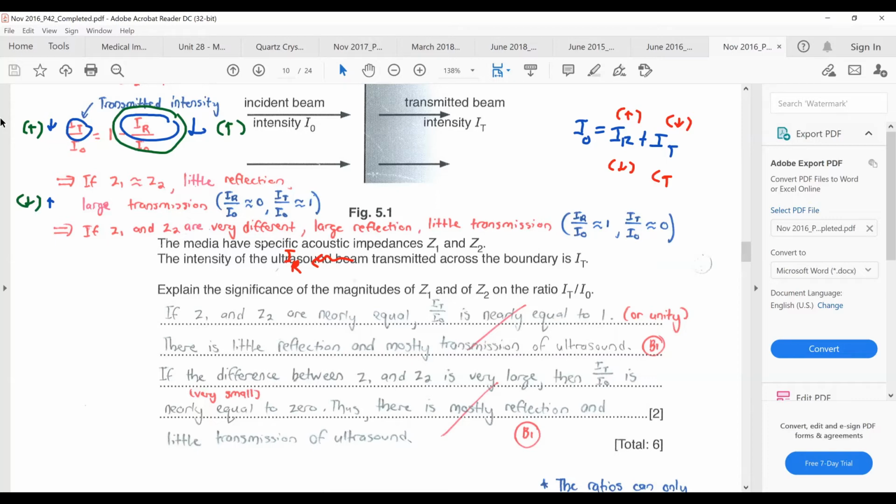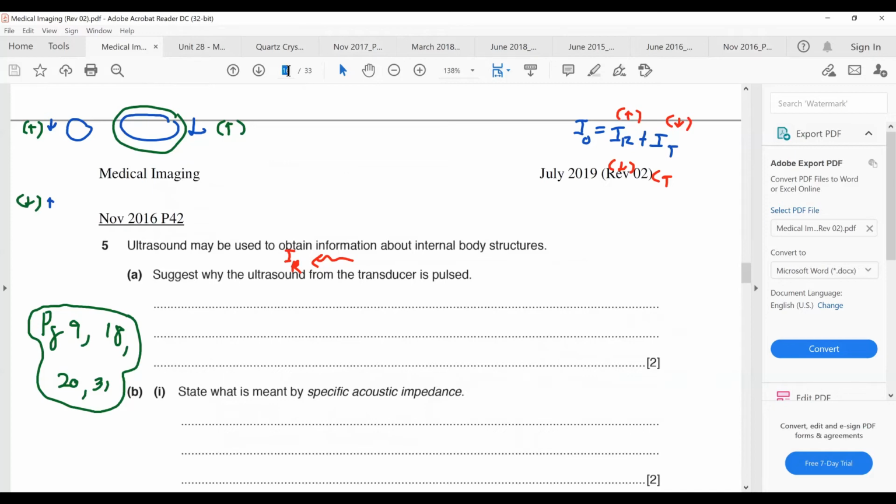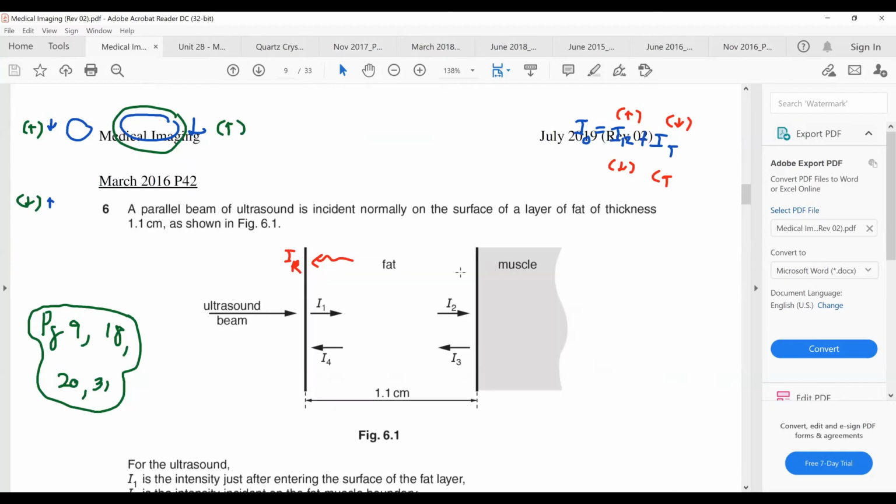Okay. Right, there's actually only 4 more questions for ultrasound, but this one I think I have to complete in the next lesson. The next few questions that you could have a look at are page 8, 9, 18, 20, and 31. Okay, right. So this one is okay. Just let me have a look at page 9 first.